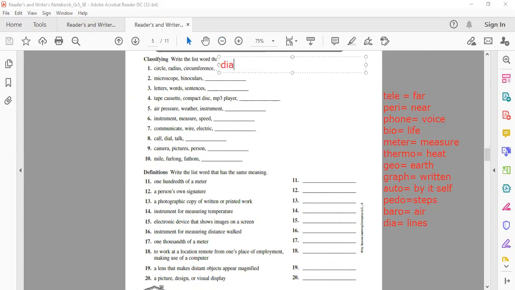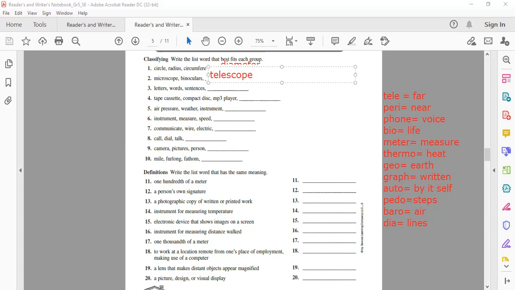Let's go for number one. Diameter. Number two. Scope, binoculars, microscope. What is the word that goes with it? Something that uses lenses. Thermometer? No. Scope, which means to examine. And we are going to use lenses to examine something. Telescope. Telescope, excellent, very good.